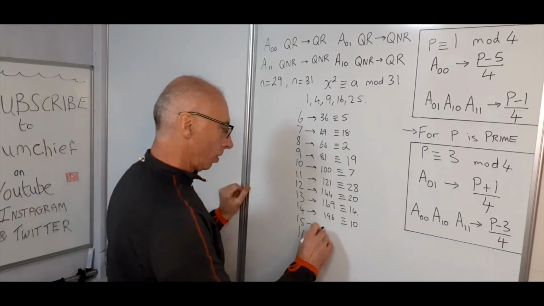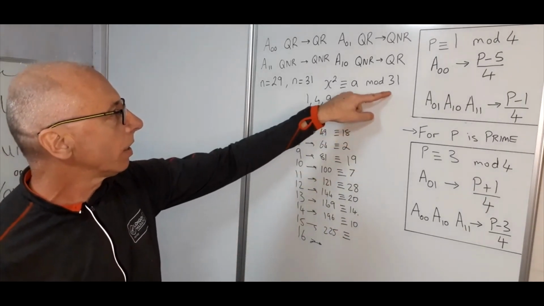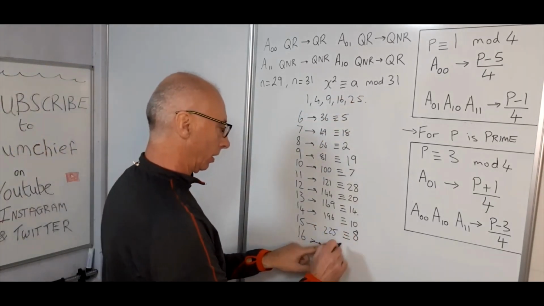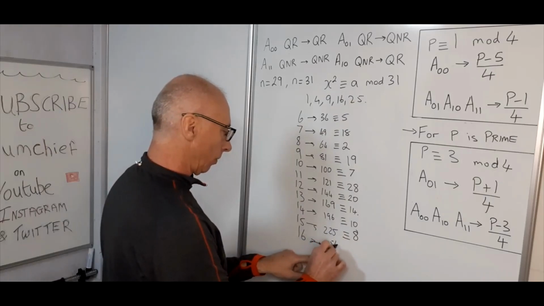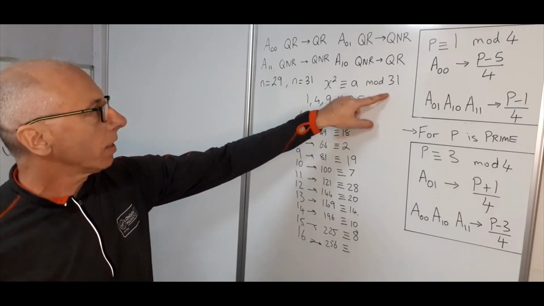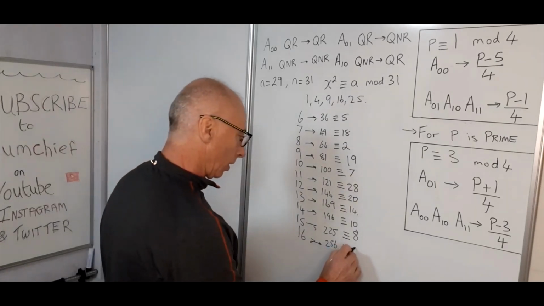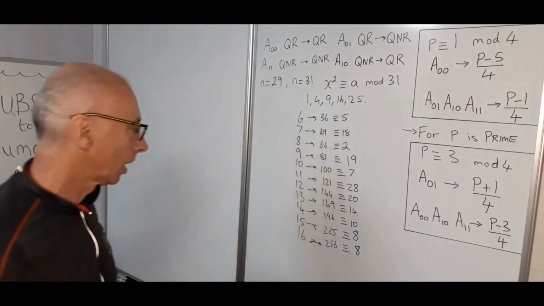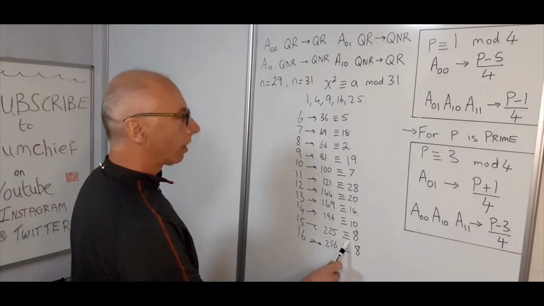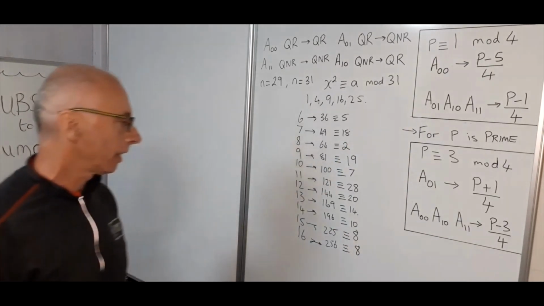15 squared, 225. Okay, so 7 31s, 217, so that's going to yield an 8. And then 16 squared, 256. 8 31s are 248. So that's going to yield an 8. Okay, just check this: 15 squared, 225. 7 31s, 217. So that's also going to yield an 8.